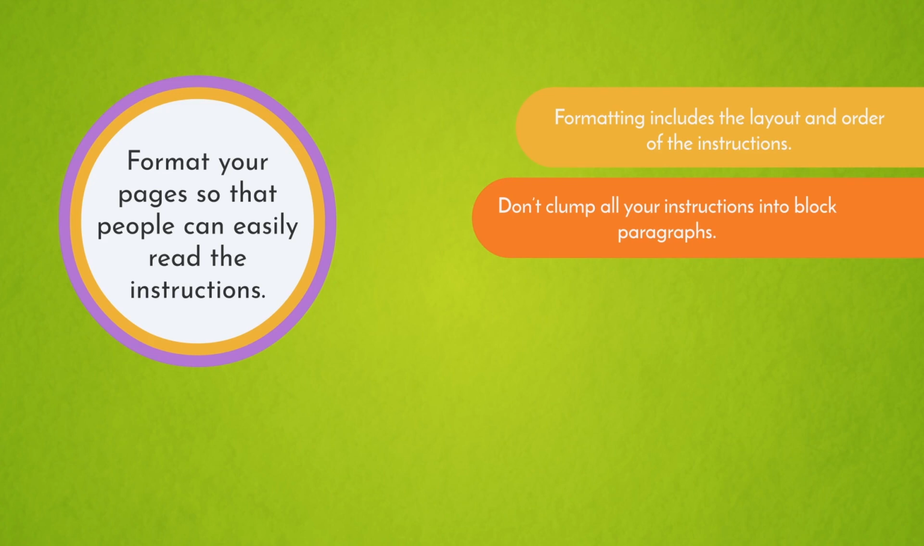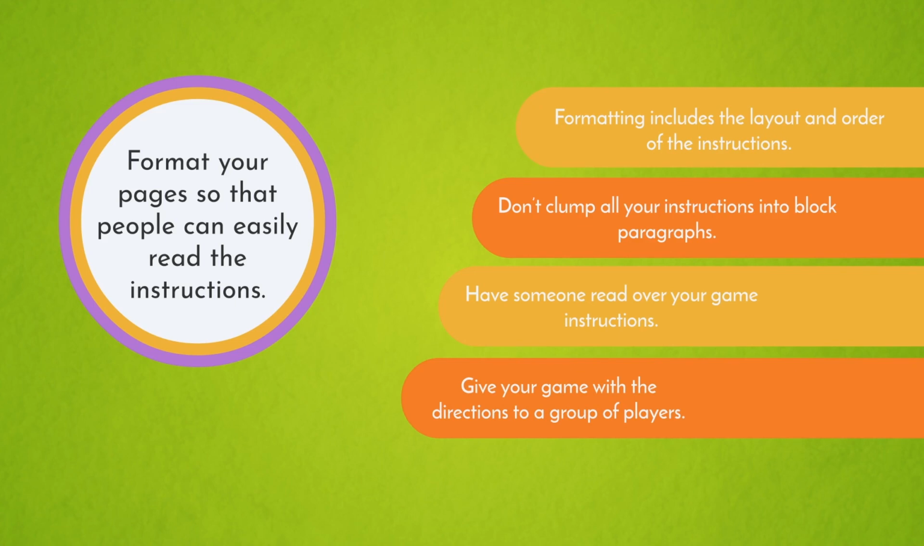Don't clump all of your instructions into block paragraphs. Use bullet points when you can. Break up the text with a visual aid if possible. Have someone read over your game instructions. Get a second pair of eyes to read your instructions and check for any errors. This person can also tell you if your instructions make sense and where to better explain things. Finally, give your game with the directions to a group of players and let them try it out. Clear directions make games super fun.